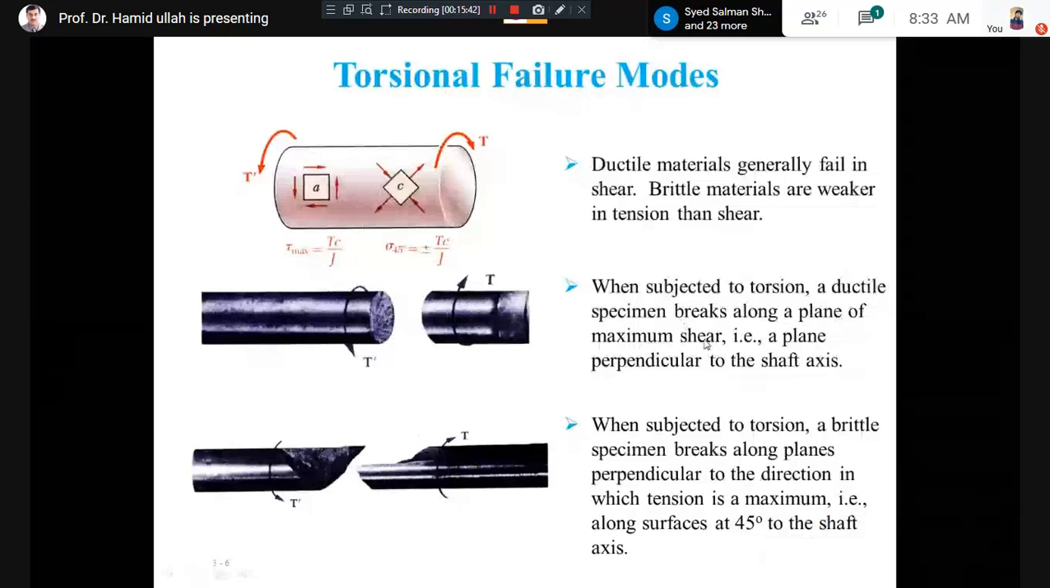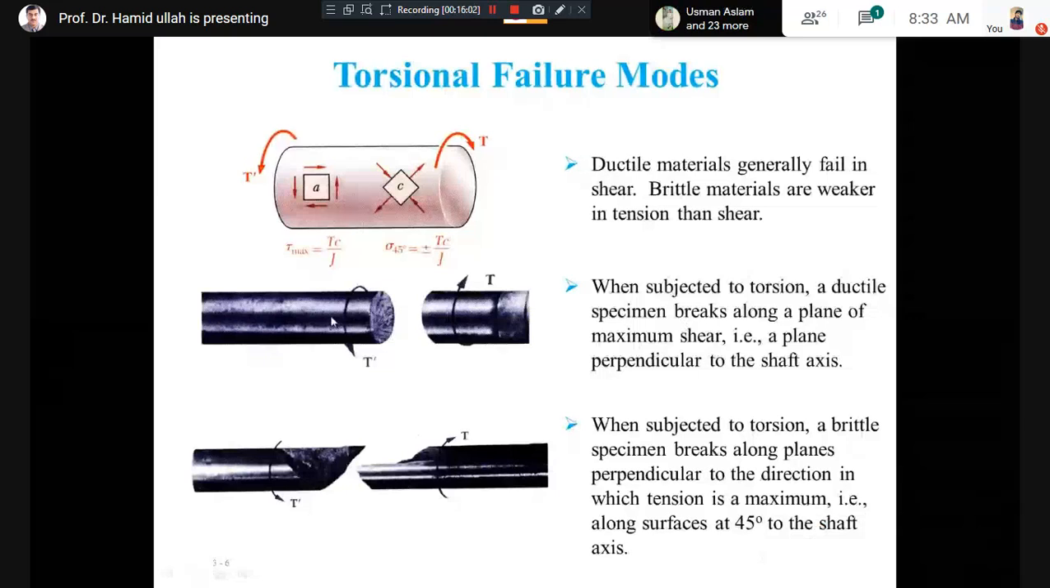A plane of maximum shear. That is a plane perpendicular to the shaft axis. So there will be a plane, and that plane will be perpendicular to the shaft axis. And in that plane, there will be maximum shear stress. And because of maximum shear stress, this ductile material is failing.